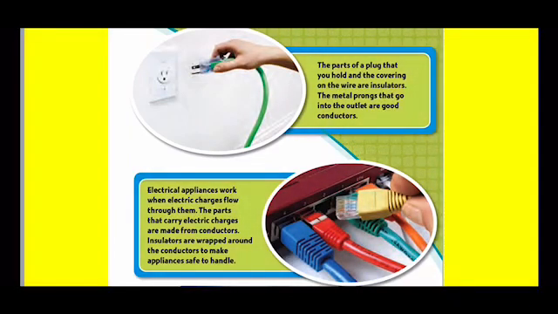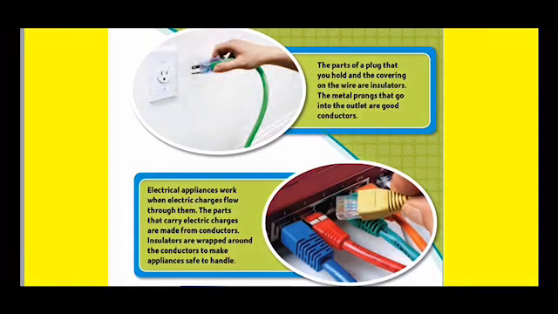Okay, what about the second picture? Look at the electrical appliance. The electrical appliances work when electric charges flow through them. The parts that carry electric charges are made from conductors. Insulators are wrapped around the conductors to make the appliance safe to handle. Definitely, everything is safe for you just to use it.